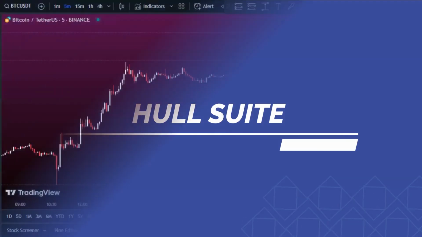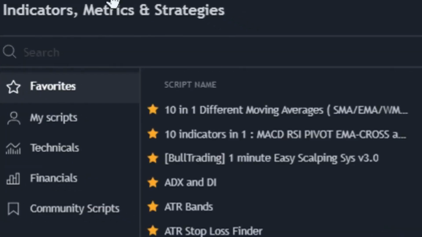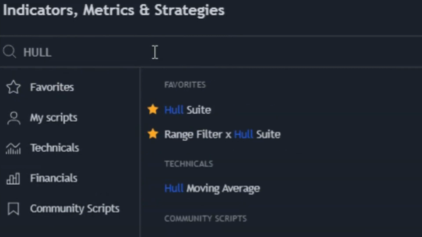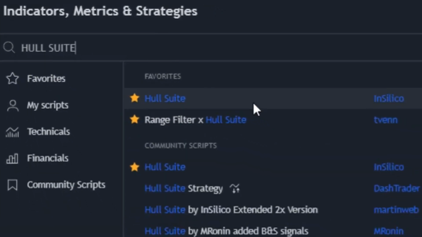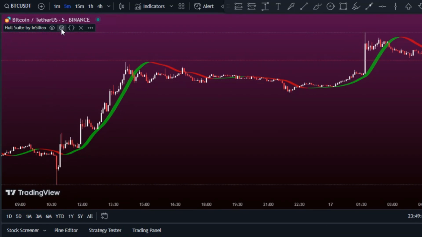The first indicator we should add to the chart is called Halt Speed. The Halt Speed is an extremely fast-moving average that completely eliminates lag while also improving smoothing. And now we need to optimize the Halt Speed indicator.